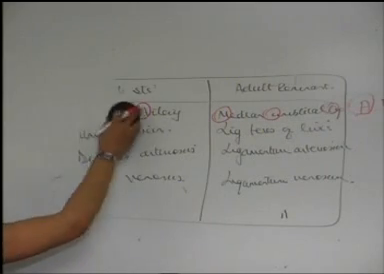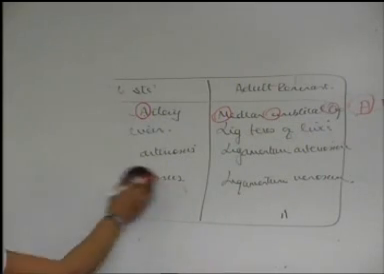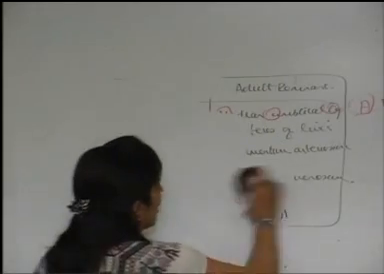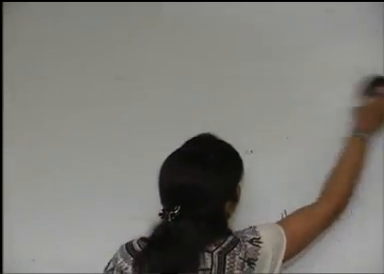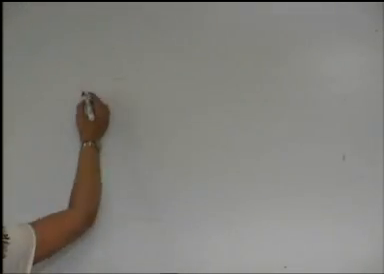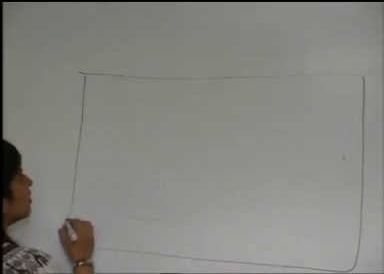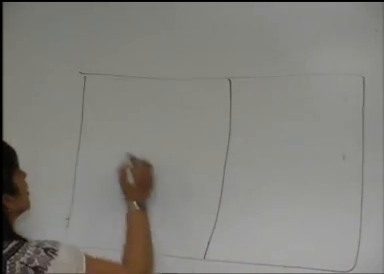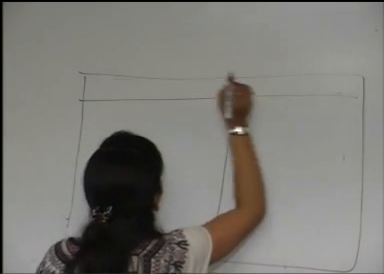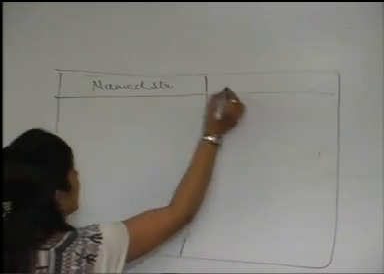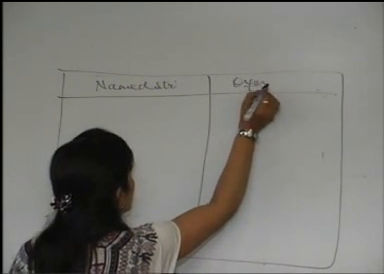Similarly, next important question is that there are few named structures which we have to remember, and in which organ they are found, that is what we have to remember. So coming to the named structures which you have to remember. Named structure and the organ where it is found.